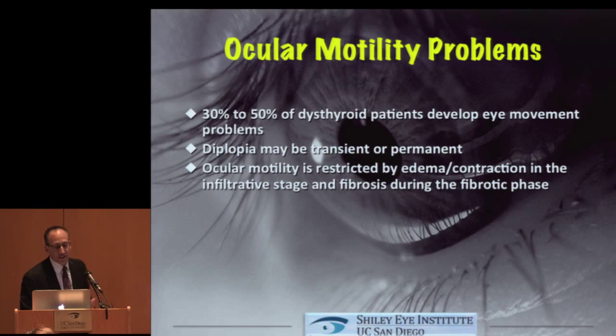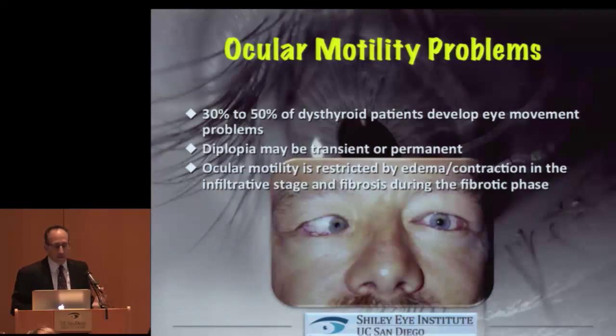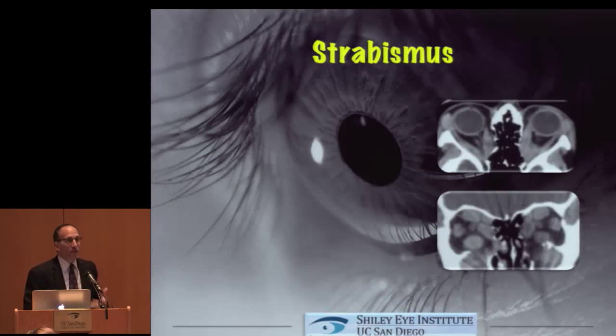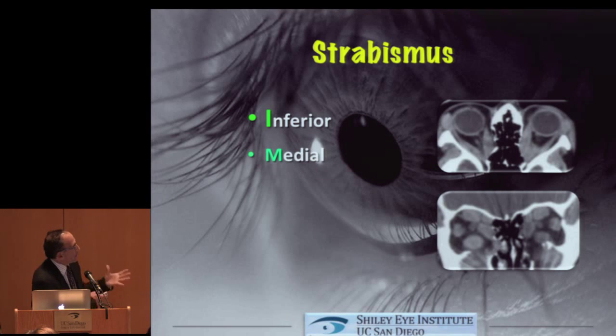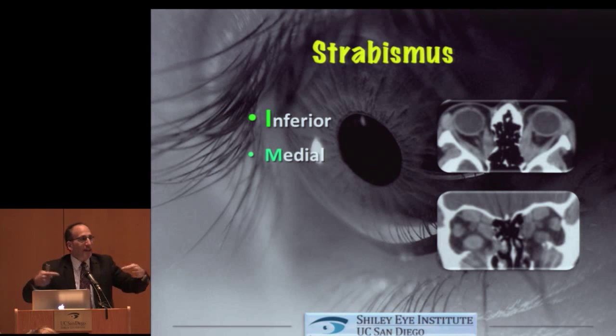Now, from an ocular motility standpoint, up to half of patients will develop some sort of change in the way their eyes move. It's a big deal. Why? Because those eye muscles are big. And there's a specific order that typically the muscles go in. The inferior muscle on the bottom of the eye is the first one to go. The medial, or the one closest to the nose, is the second. That means typically your eye goes down and it goes in. So you get that type of double vision.